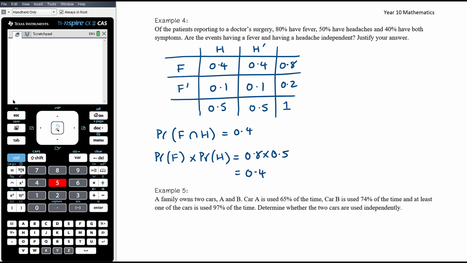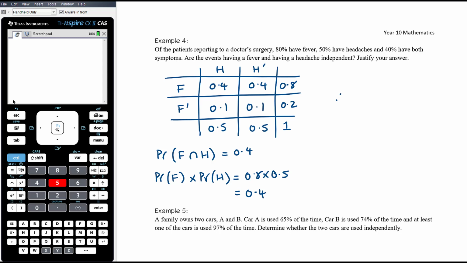The probability of having a fever times the probability of having a headache is 0.8 times 0.5, which is equal to 0.4. So therefore, since the probability of fever and headache is equal to the probability of fever times the probability of headache, fever and headache are independent events.